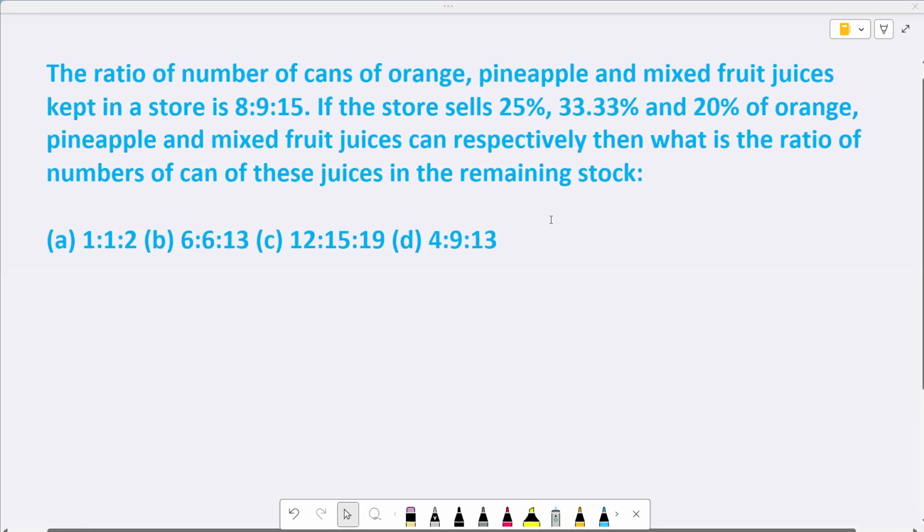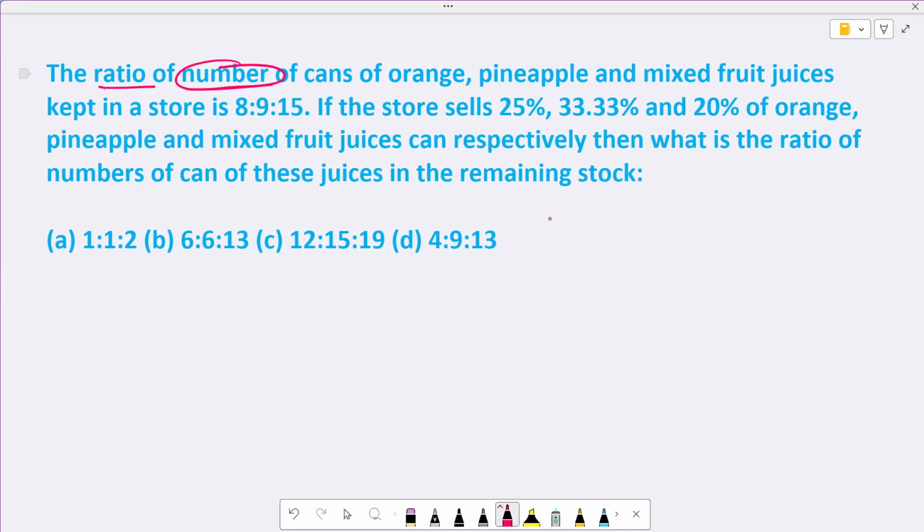In today's video, we'll be continuing with the ratio questions and starting with the first question. This question says the ratio of the number of cans of orange, pineapple and mixed fruit juices kept in a store is 8:9:15, which means that if the number of cans of orange juice is 16, then the number of cans of pineapple juice will be 18 and that of mixed fruit juice will be 30. Ratio simply means this. We have been discussing it for a very long time now. So the ratio of the number of cans is given here for these respective juices.